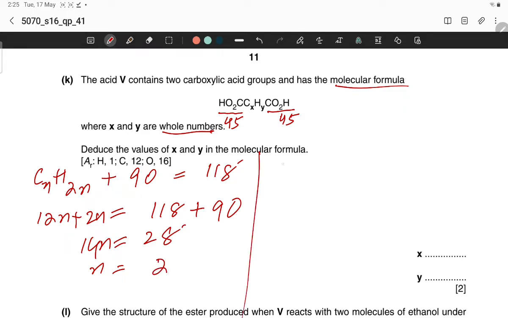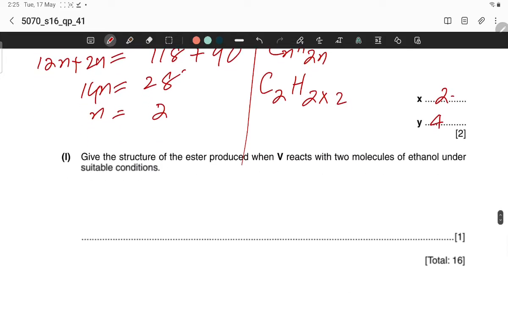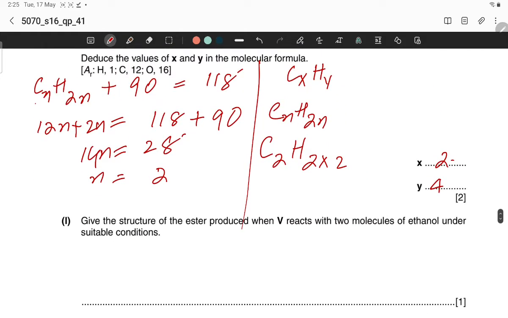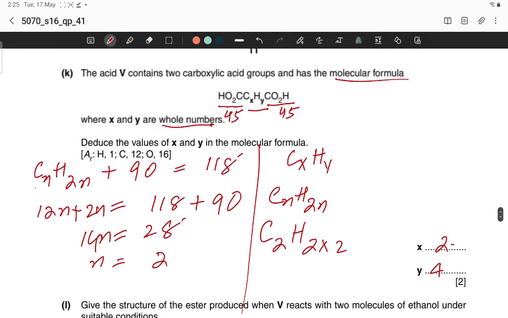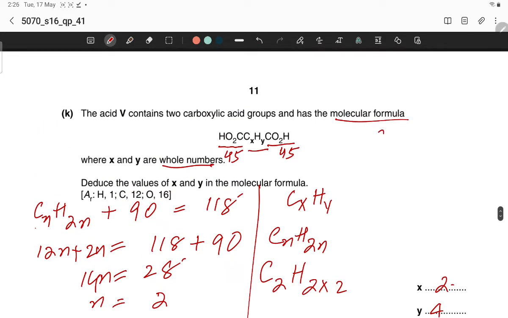So CxHy, where Cn is Cx and H2n is Hy. If x is equal to 2, then H2n means 2 multiplied by 2 is equal to 4. So y value is 4. So this is C2H4, so the acid is HO2C C2H4 CO2H.